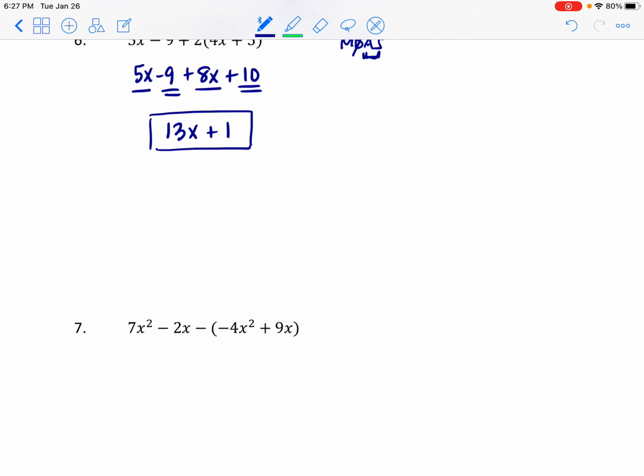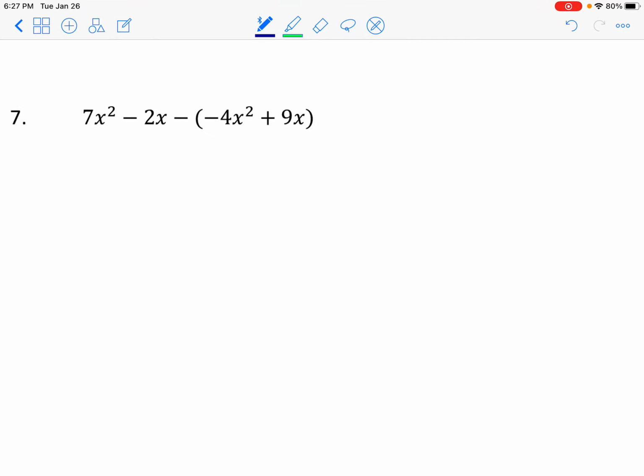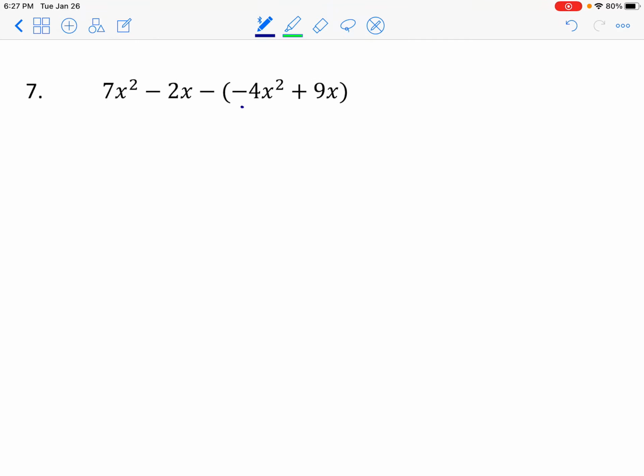Okay? It's going to be similar here on number 7. I can't do anything inside of the parentheses here. Those are not like terms. So no parentheses, no exponents, but I can multiply. This is like a negative 1 sitting in front of the parentheses. So I have to multiply that in.